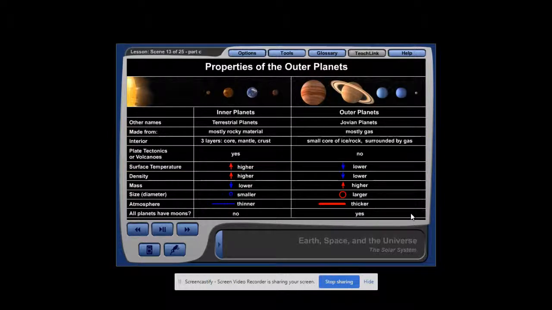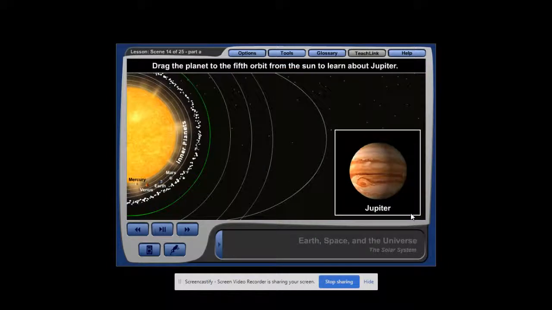Now that you have studied how the outer planets are alike, let's look at the unique features of each planet. Drag the planet to the 5th orbit from the Sun to learn about Jupiter.